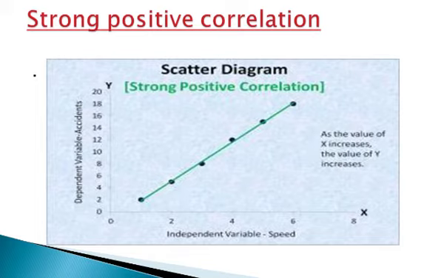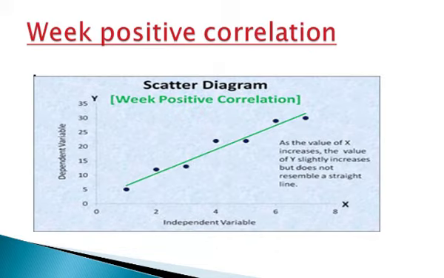Strong positive correlation. What is strong positive correlation? You can see here, positive correlation means the plotted points are distributed from the lower left corner to the upper right corner, and the points lie very close to the line of best fit. As the values of x increase, the values of y increase.